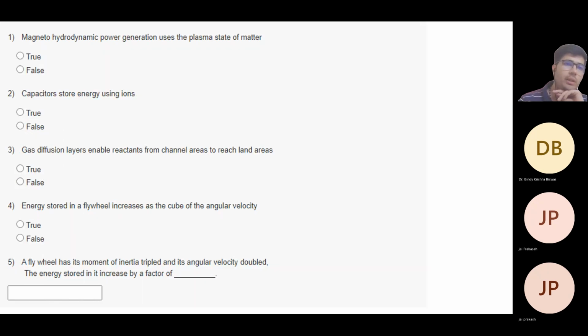Now let's come to the end quiz. The first one: magneto-hydrodynamic power generation uses the plasma state of matter. Is it true or false? True. Yes, sir, it is true, because we have covered that magneto-hydrodynamic power generation uses heat to convert the gas to plasma, and from the plasma we can generate the electricity. So it is true.